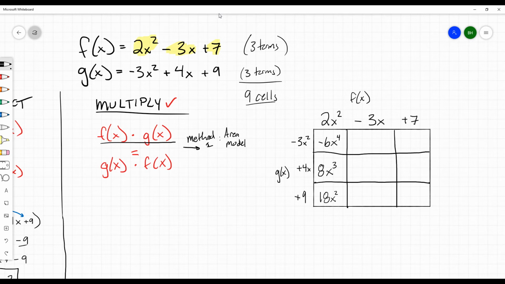We can keep going. We have negative 3x times a negative 3x squared. Negative 3 and negative 3 is a positive 9. X squared and x is x cubed, x to the 3rd power.